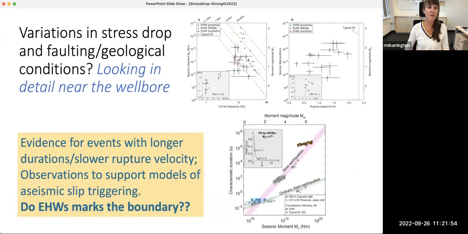But our interpretation with that is that if you consider scenario two, that our Q values are lower close to the wellbore, and you can imagine that we could have potentially lower rupture velocities for the EHWs. We hypothesize that these could mark a transition between aseismic and seismic rupture.